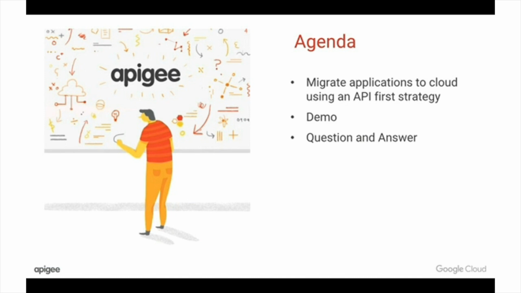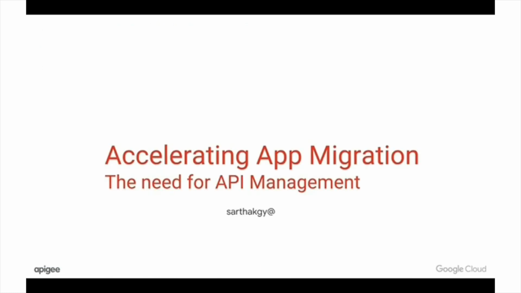Today's session, a quick overview of the agenda. We are going to look into how you migrate applications to cloud using an API first strategy. We will then see a quick demo on how you do app migrations. And finally, we'll have some time for answering some live Q&As. Let's dive right in: how do you accelerate your app migrations to cloud, and why do you need API management to help you do that.